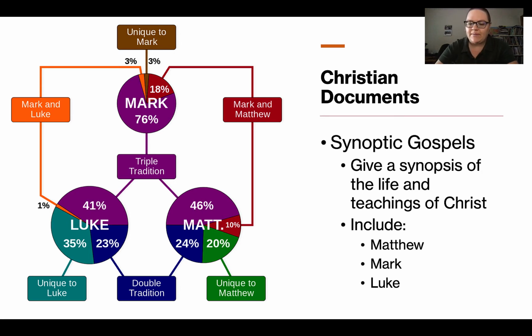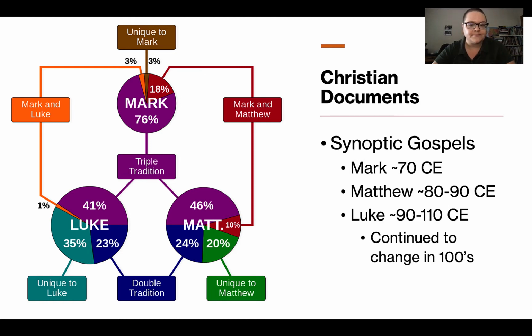So we're going to talk a little bit about that, just like we did with the documentary hypothesis for the Hebrew Scriptures. So synoptic Gospels, of the ones that exist, Mark is the earliest, dating to roughly 70 CE. Matthew is a little bit later, and then Luke is a little bit after that. And all 3 of these Gospels continued to change a bit, not like a lot, not transformation, but adjust and incorporate new teachings, even in the 2nd century, so the 100s.